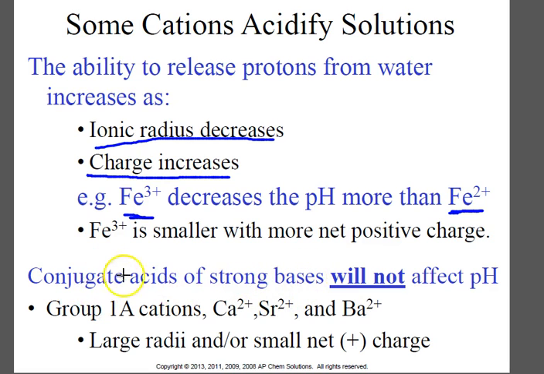So iron plus 3 would be better at that than iron plus 2. If you have ions that are conjugates of a strong base, for example, anything from group 1 or calcium, strontium, or barium, these will not affect the pH. But any other metal ion will. The only difference is going to be how much it affects the pH. If the metal is small with a big charge, then it's going to have a greater effect than a metal that's big with a small charge.